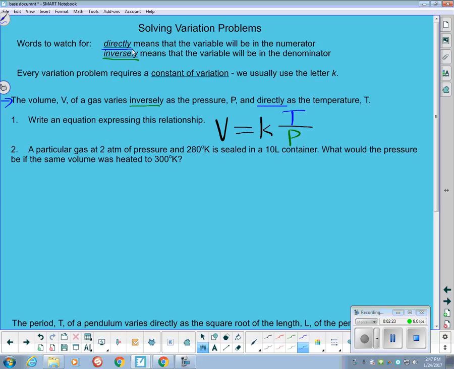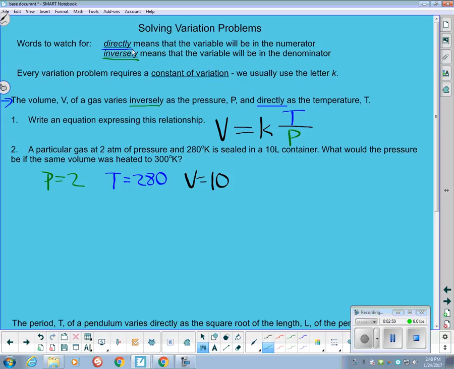Sometimes they'll have you stop there, sometimes they want you to go a little bit farther. In order to go a little bit farther, what we need is some information that will allow us to calculate the value of K. So this says that a particular gas at 2 atmospheres of pressure, so there is our P, 2, and 280 degrees Kelvin, that's our temperature, is sealed in a 10-liter container, so our volume is 10.